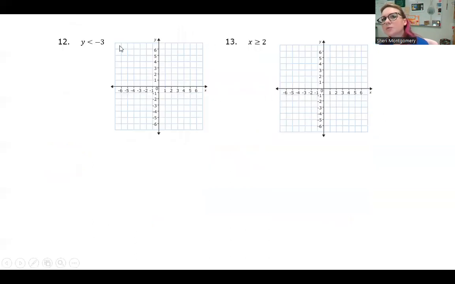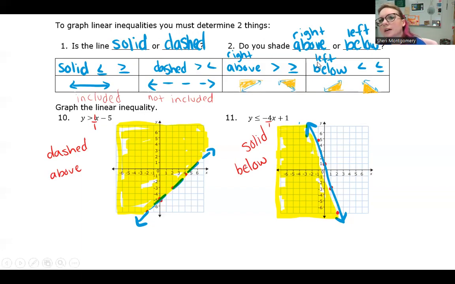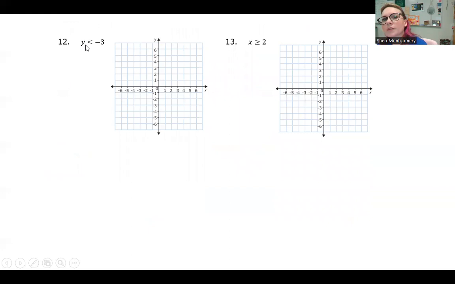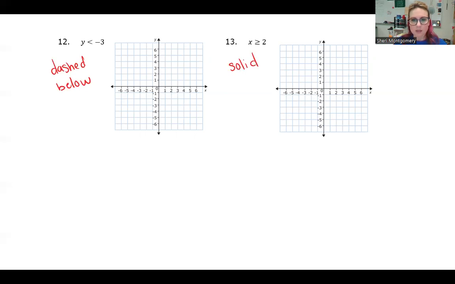The next two are the x equals, y equals. This is more of when you shade to the right or to the left, or really up or down. For this one, my symbol tells me whether I will be solid or dashed. Dashed. And that one is a less than symbol, so I need to shade below. For question 13, does my symbol tell me solid or dashed? Solid. And above or below? Above.